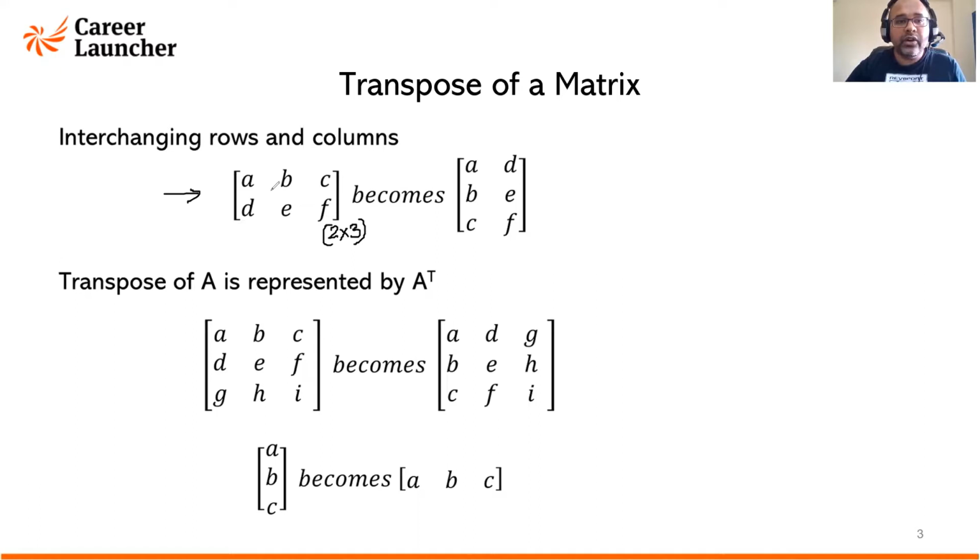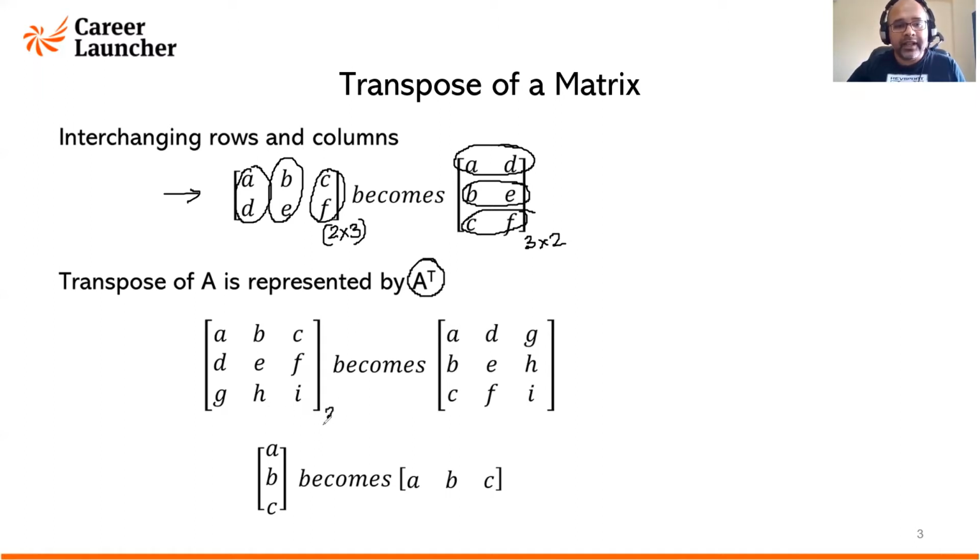Now, interchanging rows and columns means your first column becomes your first row. Your second column becomes your second row. Your third column becomes your third row. So a 2 by 3 matrix becomes a 3 by 2 matrix. This transformation is called the transpose of a matrix. The transpose of a matrix is represented as A transpose.